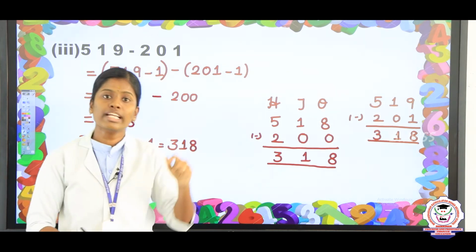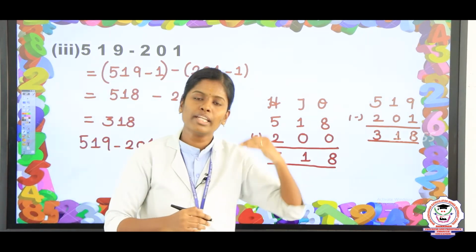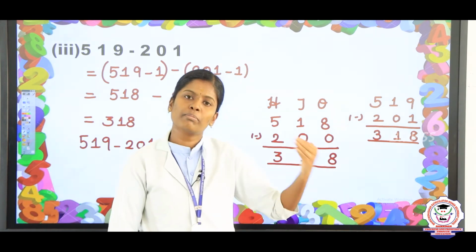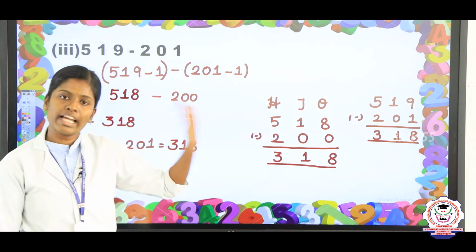So listen my children, the name of this topic is subtraction by making one number a multiple of 100. Subtraction by making one number a multiple of 100. Next we are going to see another one. Listen here.